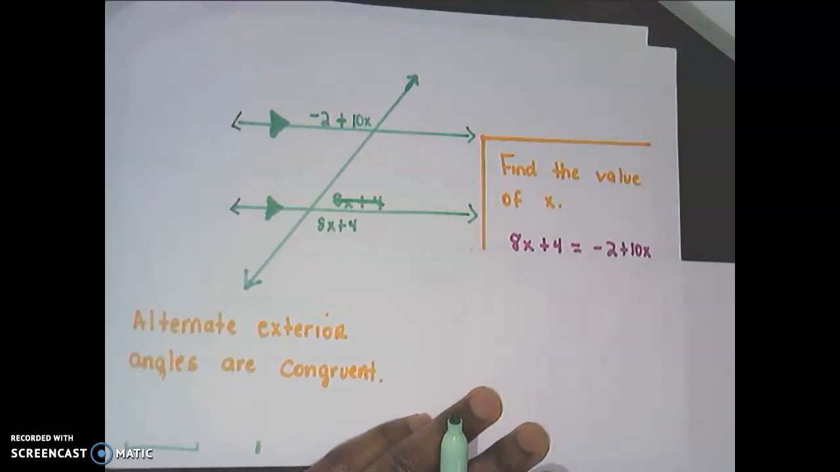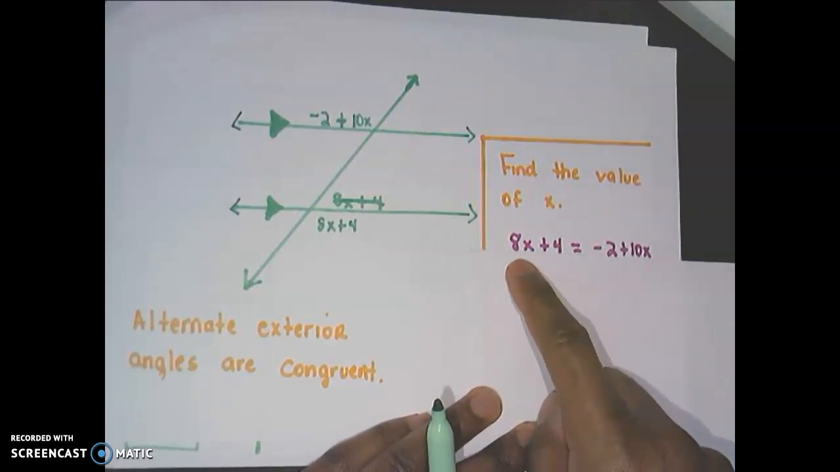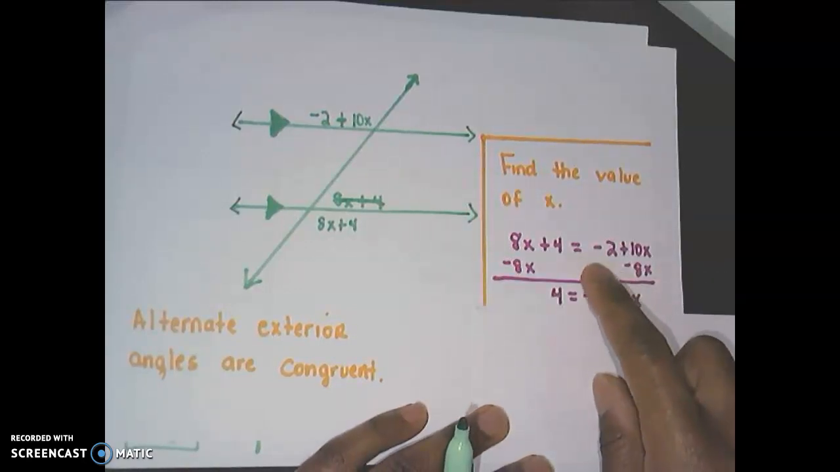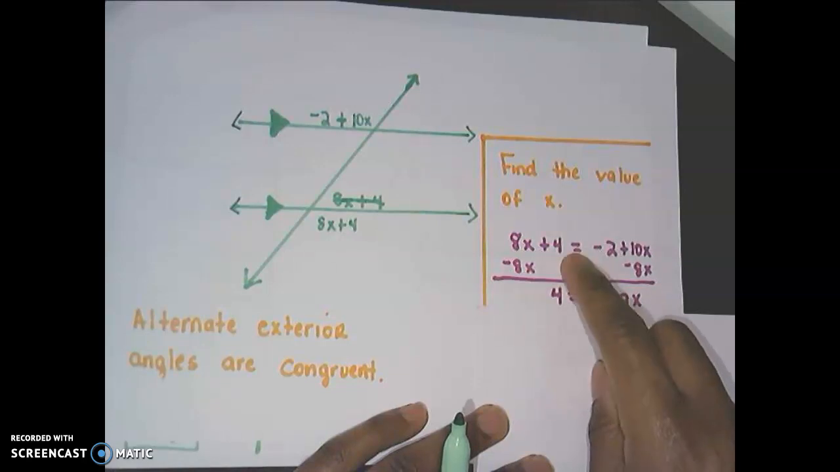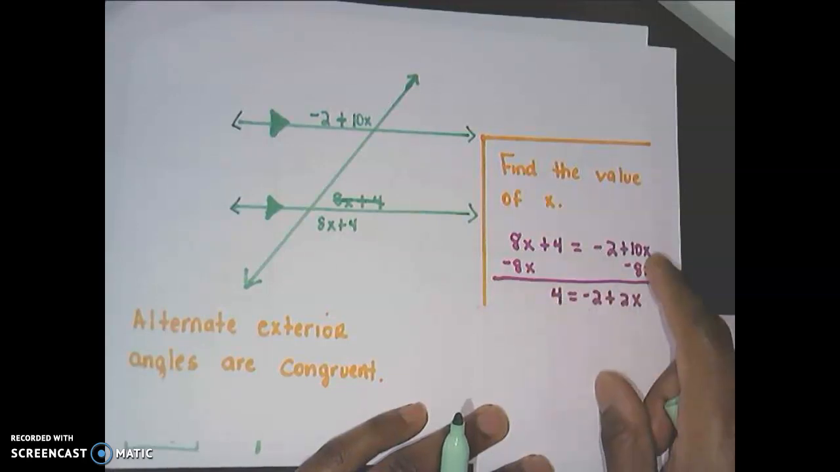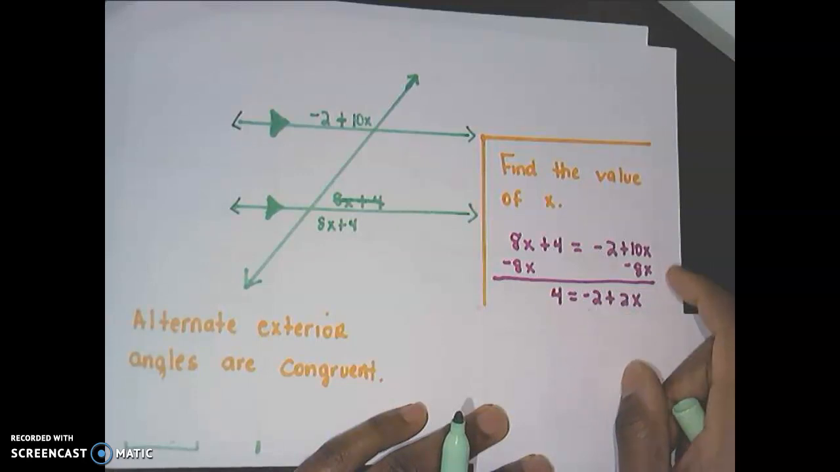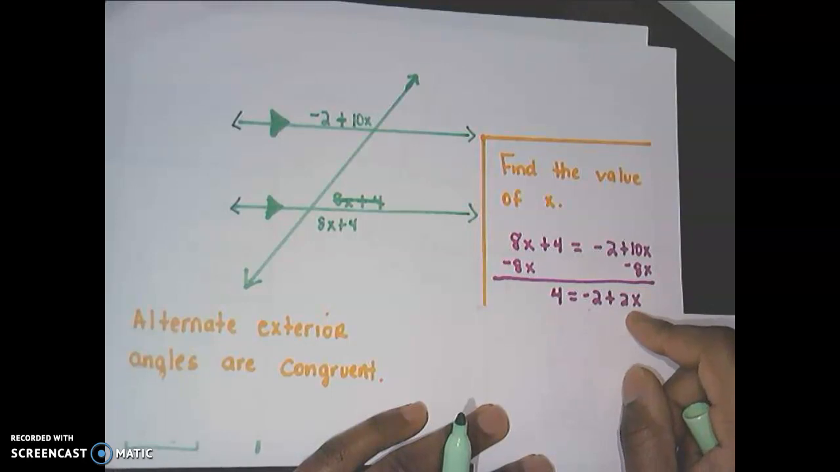And remember, I don't know if you remember this, but if you have variables on both sides, my suggestion is always to move the one that has the smallest coefficient. So I'm going to subtract 8x from both sides. So if I subtract 8x, I'm still left with this 4, and I'm not going to do anything to the negative 2, so I can just bring that down. So I have 10x minus 8x, and so that's going to give me 2x.